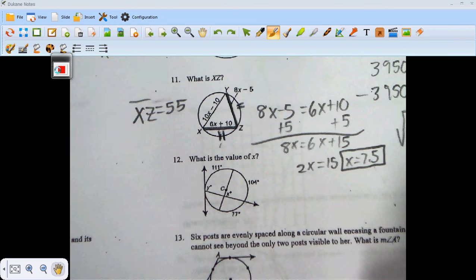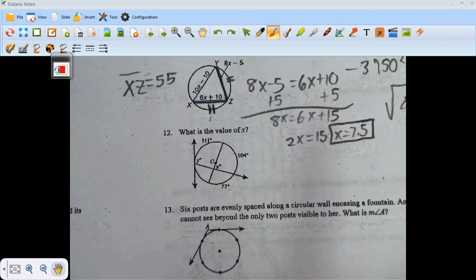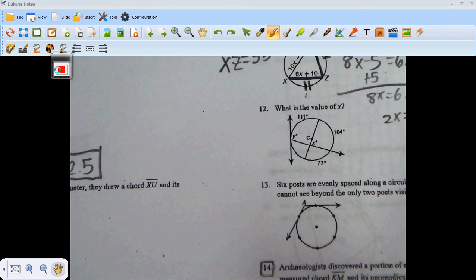All right, any questions on 11? Am I going too fast? You guys caught up? Everybody with me? Let's go, go, go. Okay. Number 12. Yes, sir. Okay.